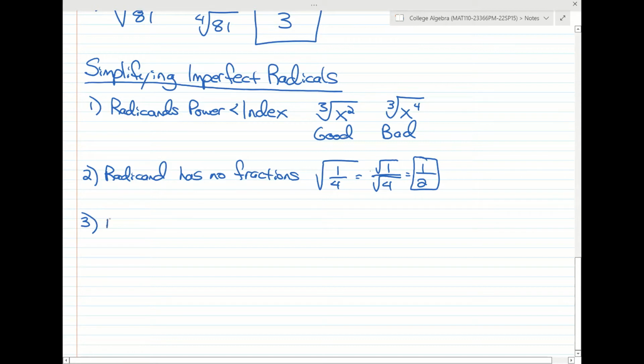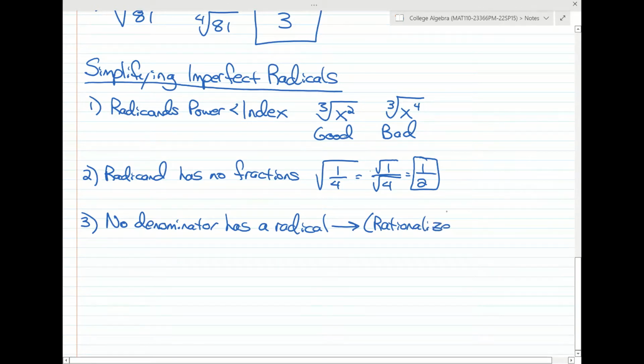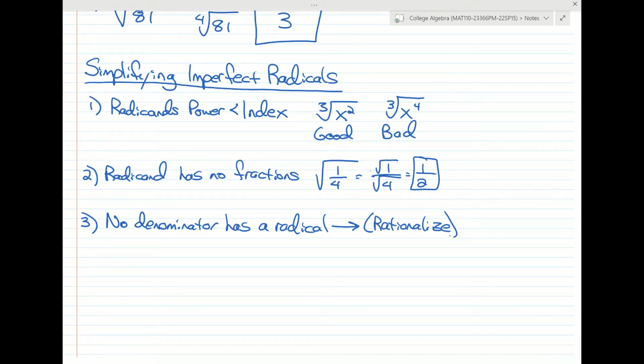Third rule is that no denominator has a radical. We have to do something called rationalize. We'll see that in the coming lessons.